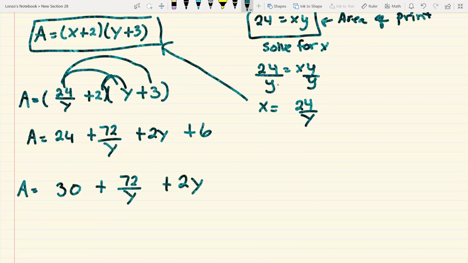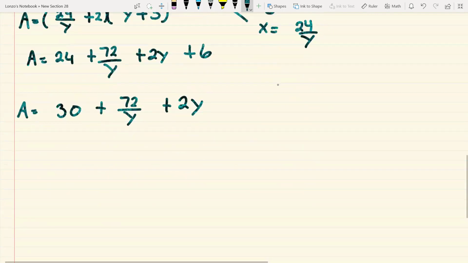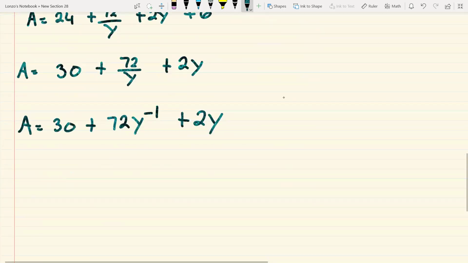Okay, then maybe what I would do is, do you see the 72 over y? I could say 72 over y can also be expressed as 72y to the negative 1 plus 2y, right? So now what I'm going to do is take the derivative of A prime, or dA dy, or take the derivative with respect to y. So this would be dA over dy.